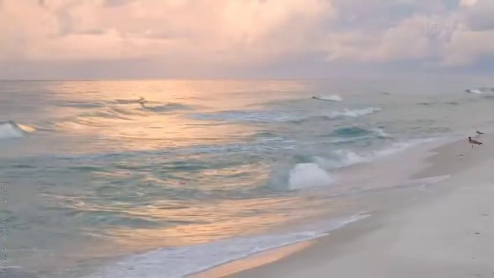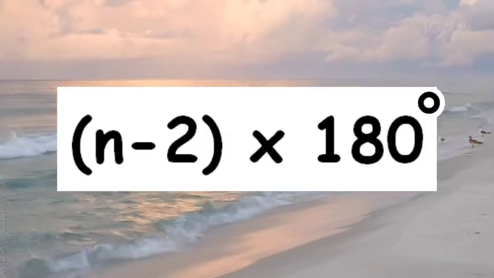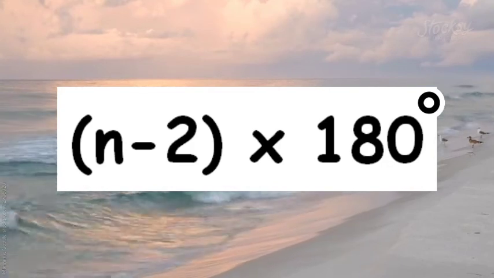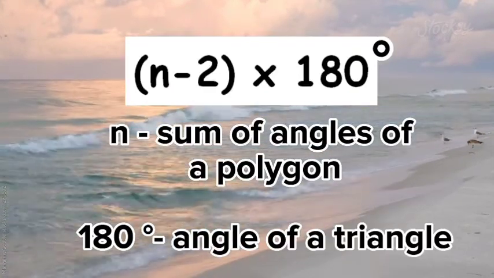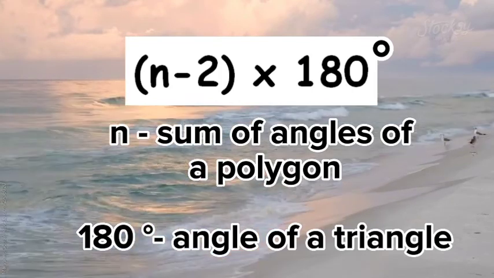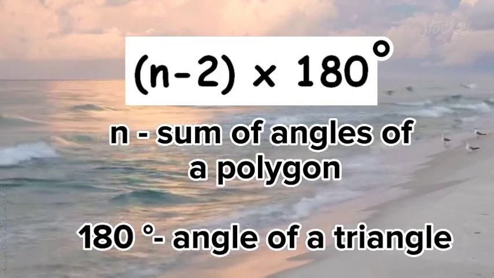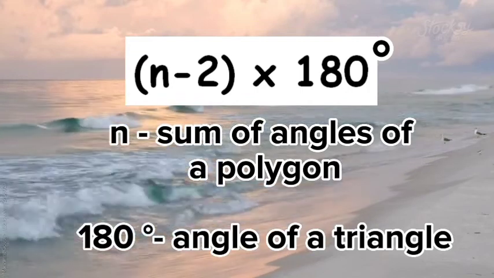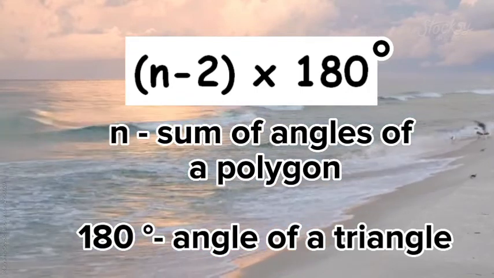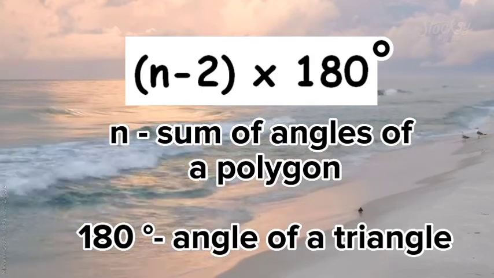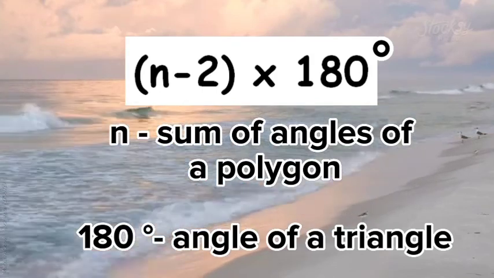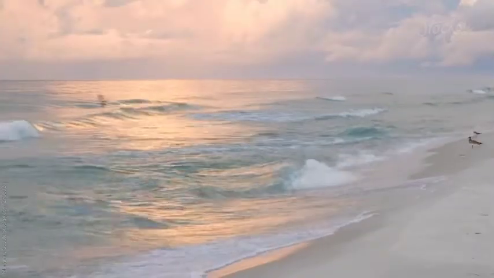To prove, we have the formula n minus 2 times 180, where n is the number of angles of the polygon and 180 is the sum of the angles of a triangle. We know that a triangle has 3 sides and 3 angles which sum up to 180 degrees. Let us use the formula to prove that if an interior angle sum of a figure is not 180, then it is not a triangle.